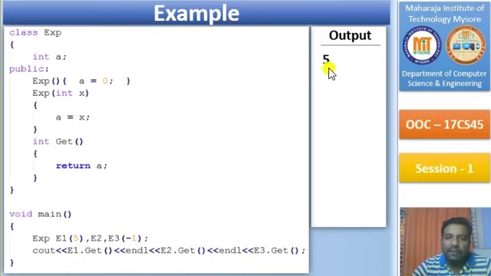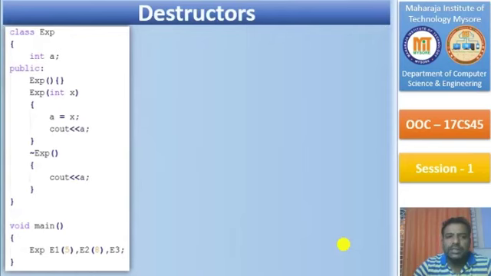I am going to get the value 5 for E1.get, and E2.get is 0 because the value of A is 0 due to the zero argument constructor having been called. And I'm going to get -1 because I'm passing -1 for E3. Hence, by this you should be clear enough how to make use of a constructor. We'll just look at the destructor now.